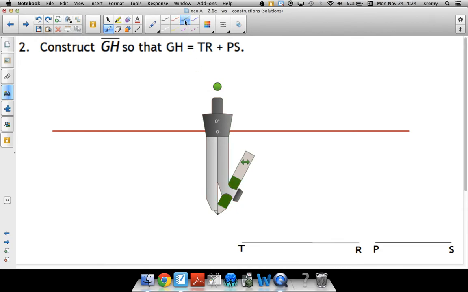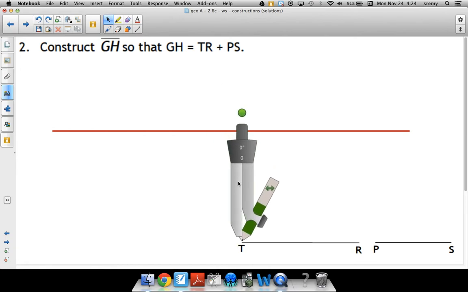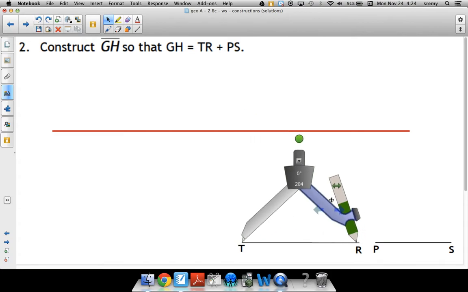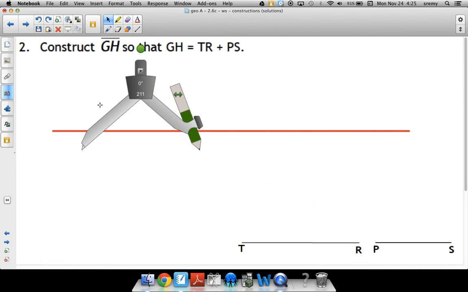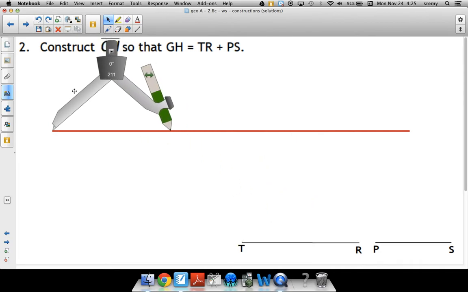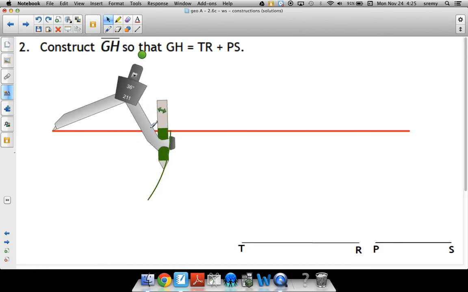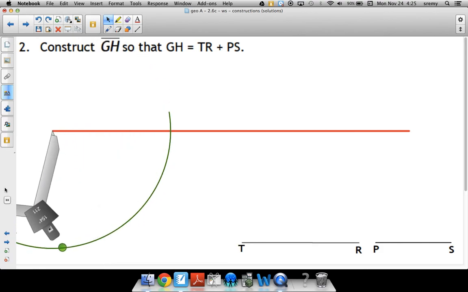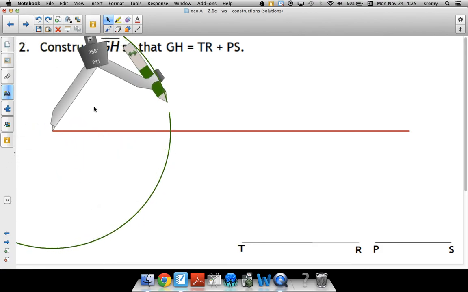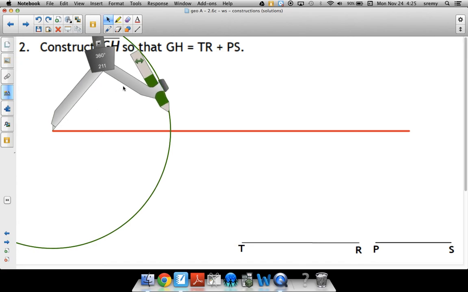Alright, let's go with green. So we're going to copy length TR and open your compass to that length. This is approximate. And you're going to mark that distance off on your segment. Remember, you're not going to just make an arc. You're always going to make full circles so you can see how the circles and the segments interact to form the figures that you're making.